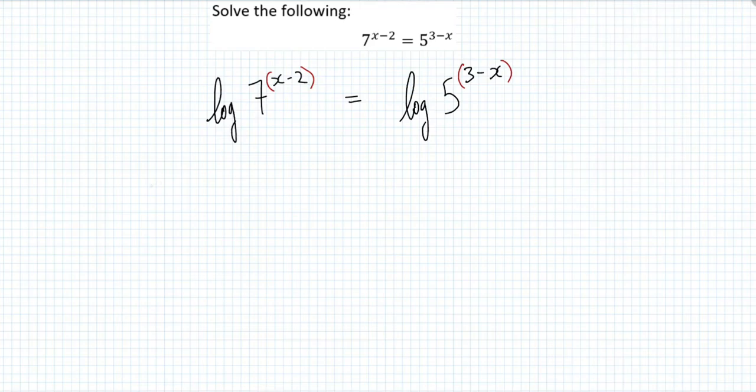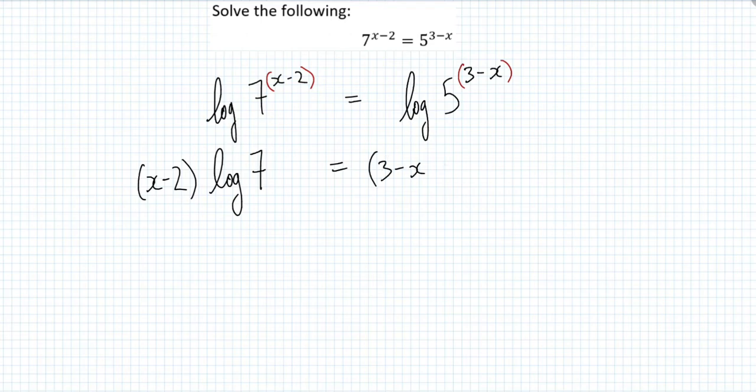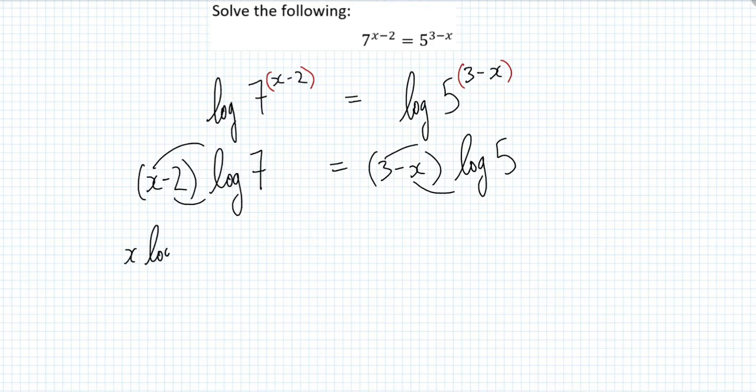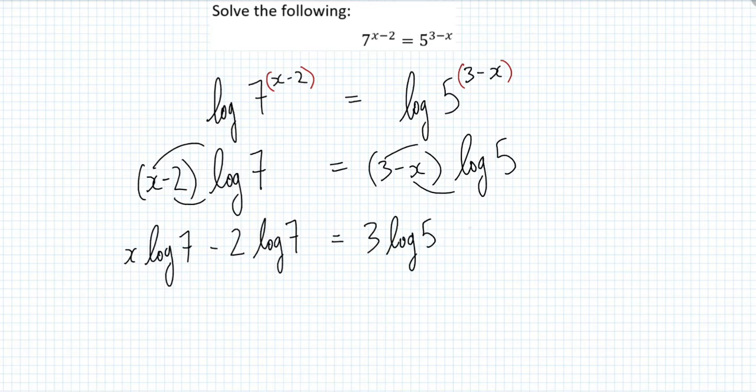Bring this down, and it's (x minus 2) log 7 is equal to (3 minus x) log 5. Okay, now if we distribute these terms like such, we'll get x log 7 minus 2 log 7, and that's equal to 3 log 5 minus x log 5.